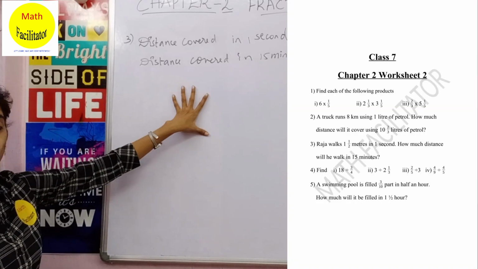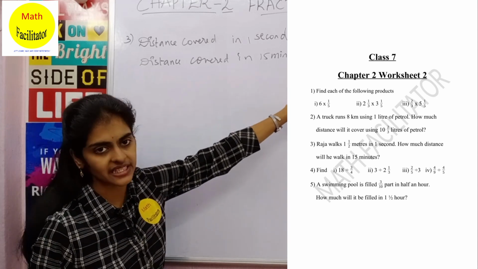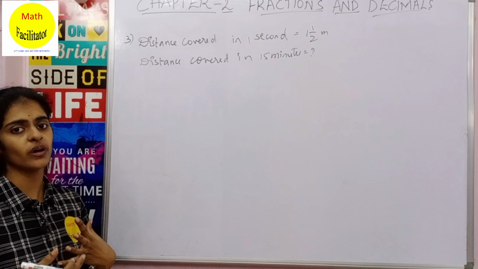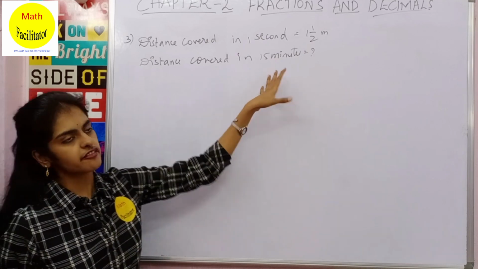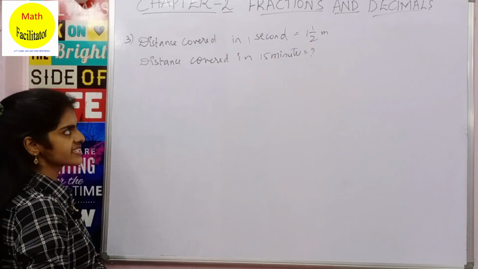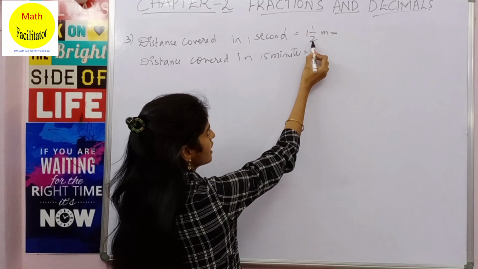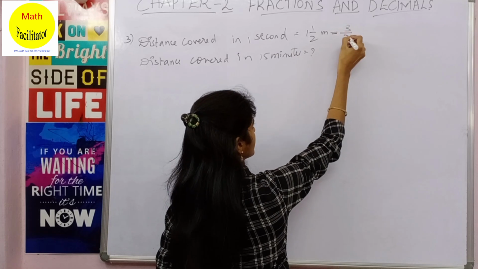Here Raja walks a distance of 1.5 meters in 1 second. So you have to find how much distance he covers in 15 minutes. Okay, so firstly let us convert this 1 by 2 into an improper fraction. So it is 2 into 1 is 2 plus 1 is 3 by 2 meters.